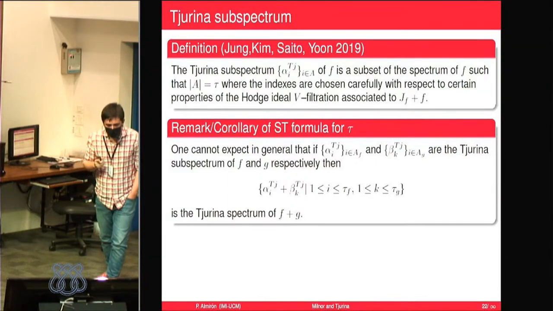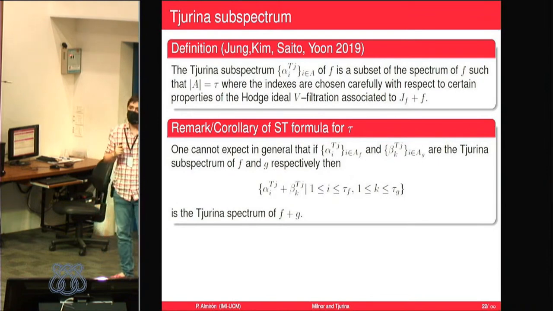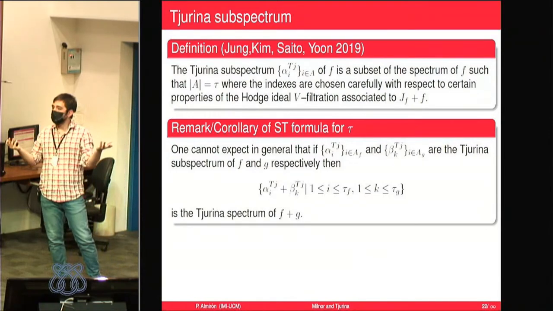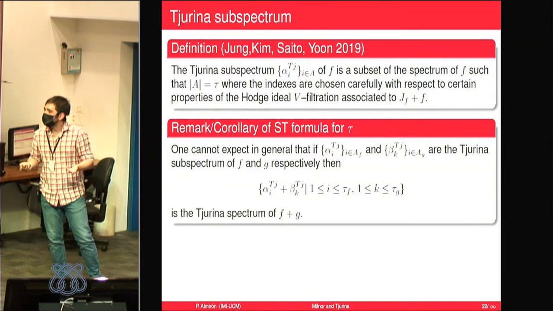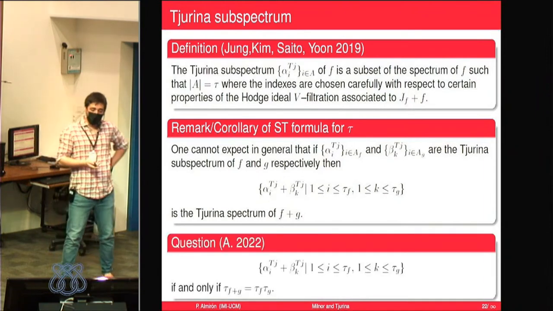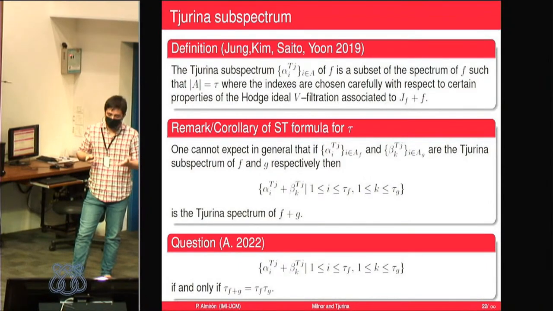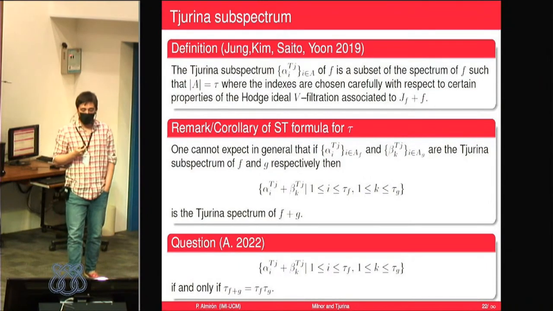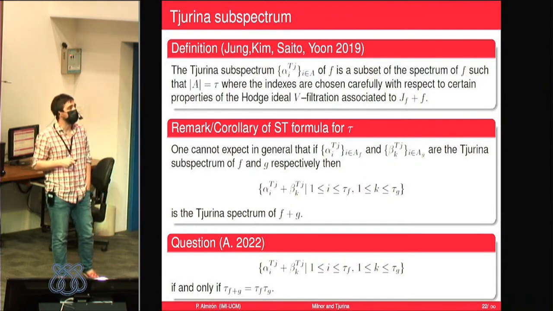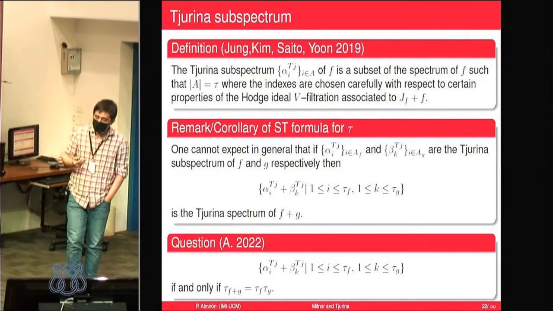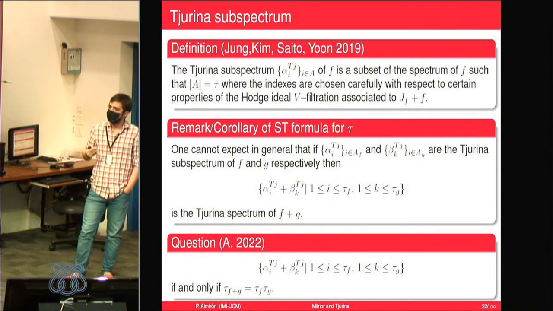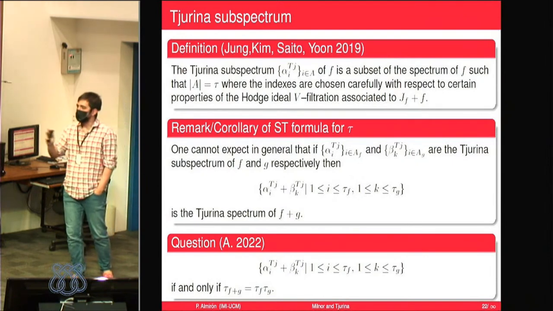And I think it would be very nice to try to understand what is happening here, because for me it's very strange. Essentially, these two numbers are coming from somewhere, and they are the sum or something, but they are not coming from the same Tjurina subspectrum. However, going into the proof, I think you are going to have something like this. I'm not sure about that, so I put it as a question, but the feeling is that most probably you are only going to have equality if and only if this Tjurina subspectrum is going to be like this.